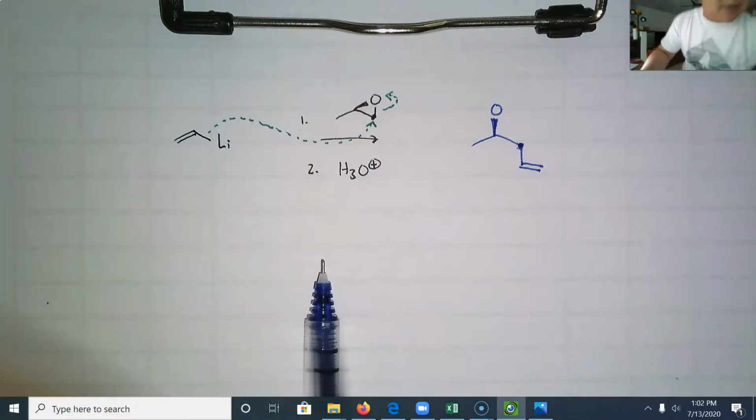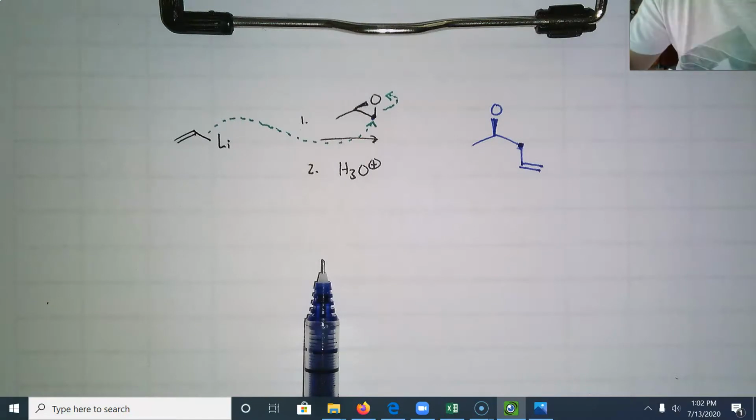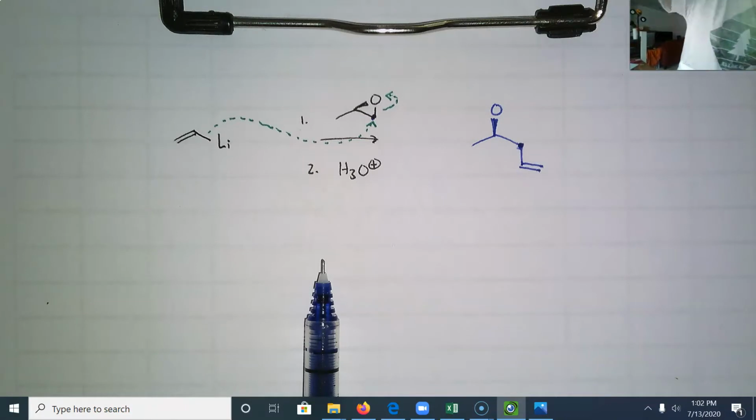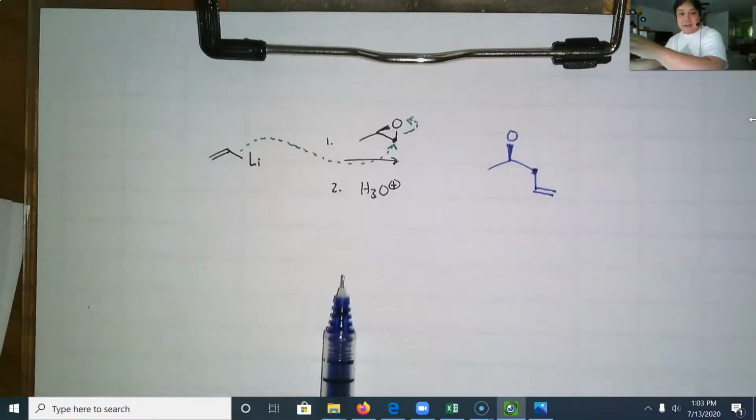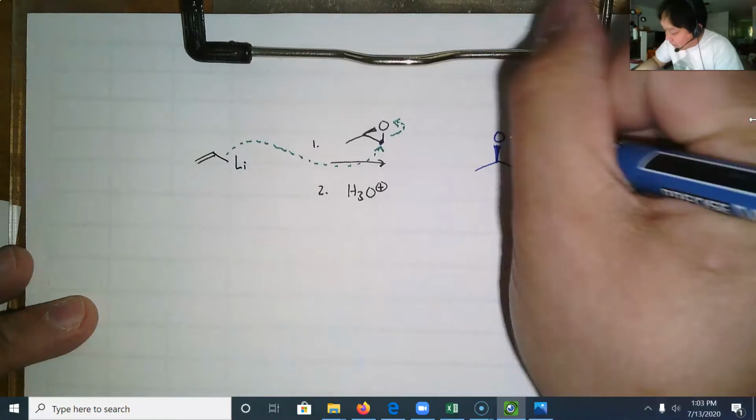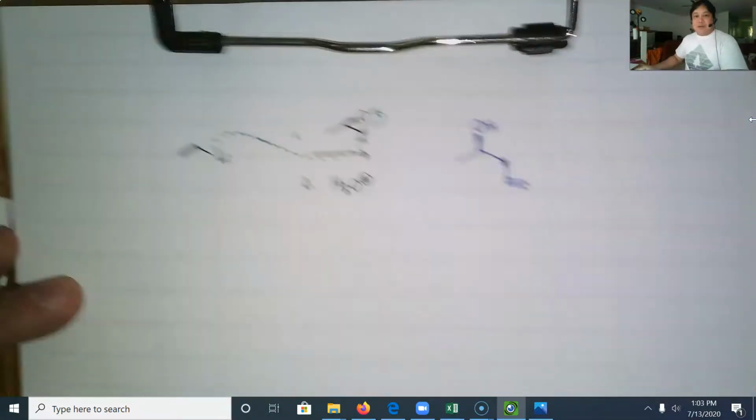Oh man, sorry about that. Yikes. This is about to lose charge. There we go. My bad. All right. And then finally, we put the hydroxyl group, protonate it.